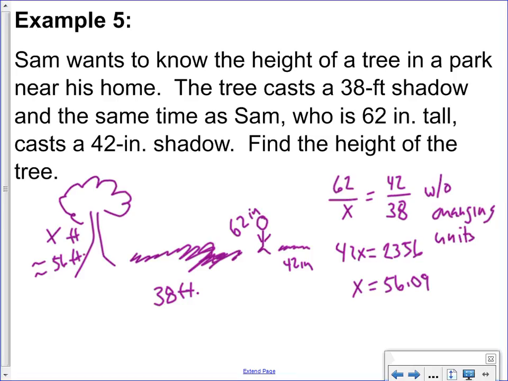Ask yourself first, is that a reasonable answer? If you take a look, in both cases the shadow is smaller than the actual object. True? The shadow is smaller. So this is definitely bigger than 38. So is that a reasonable answer?